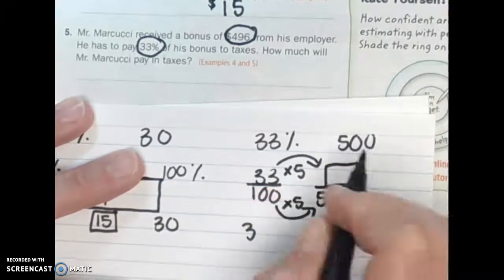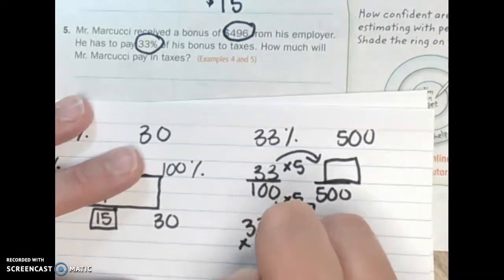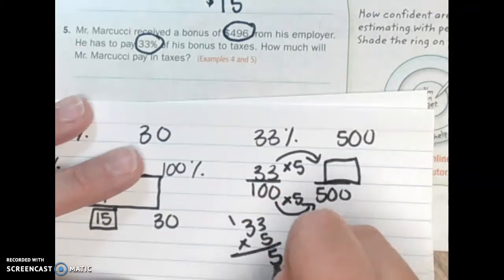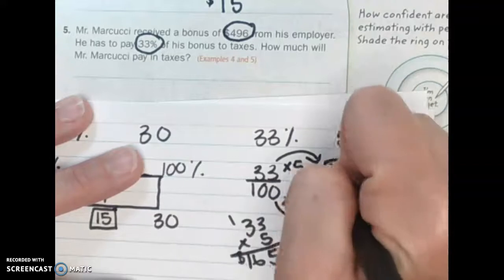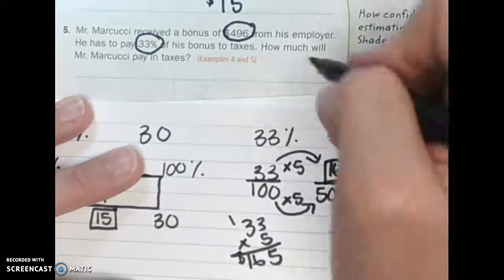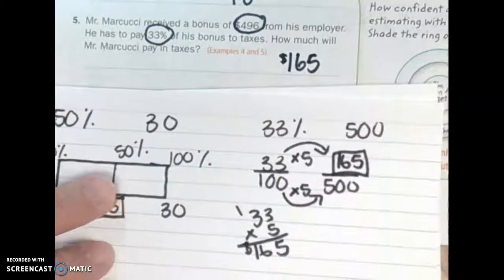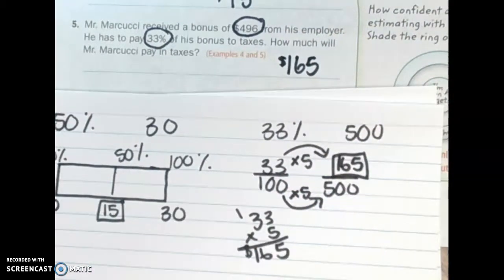So 33 times 5, we get 15, 16. We get $165 as our answer. Okay. If you need to go back over and look at this again, make sure you are doing that.